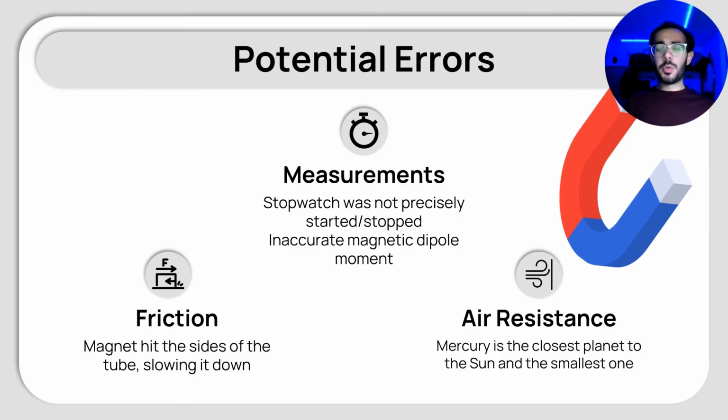Since we had to make a few assumptions in this lab, we are bound to make some errors, such as outside forces like friction and air resistance slowing the magnet down, and also some human error in not precisely starting and stopping the stopwatch, all of which could alter our data.